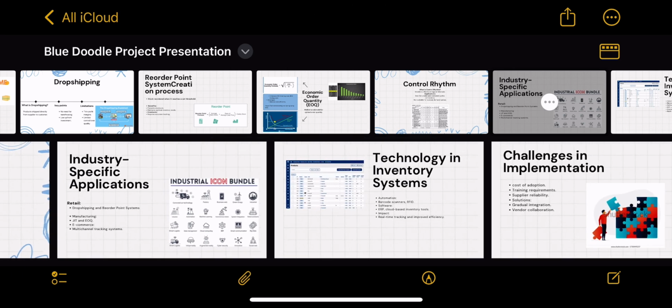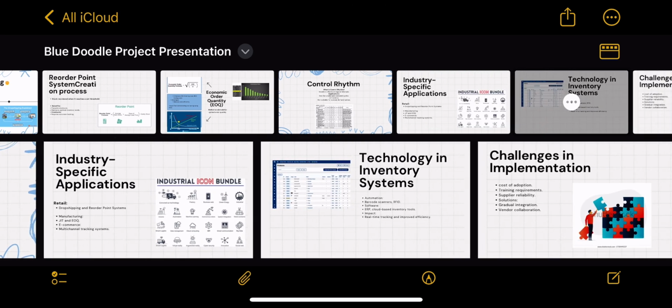The next one, technology and inventory system. Well, we have a lot of technology. Technology nowadays is pretty important. It helps us to improve our process. We have software or tools to help us understand this better.